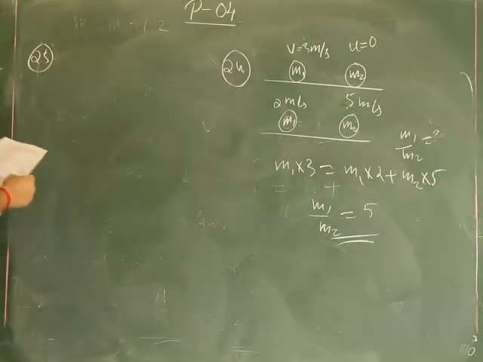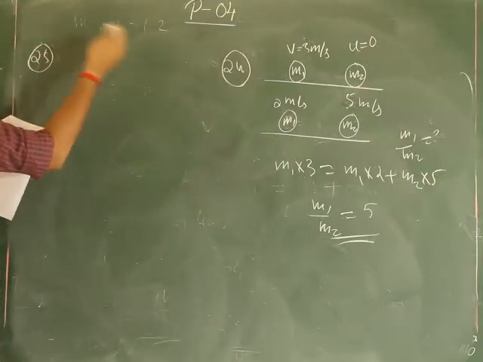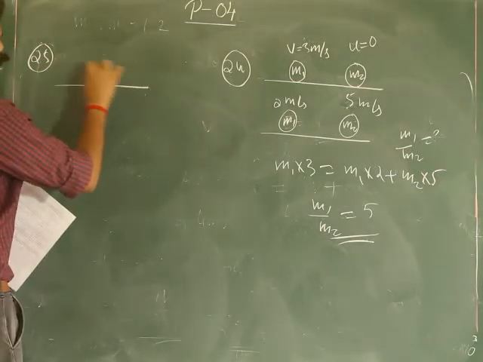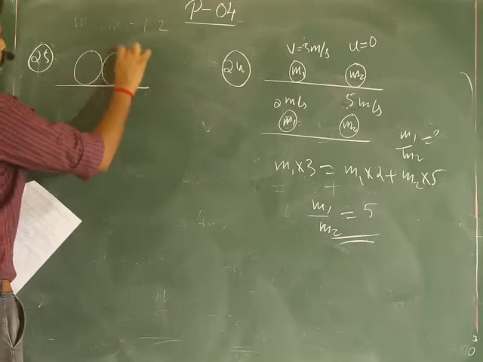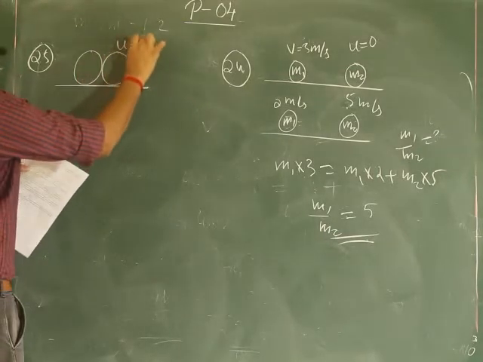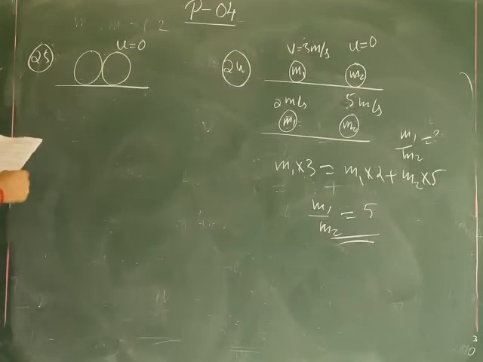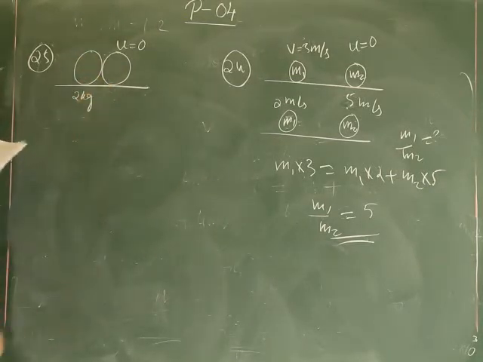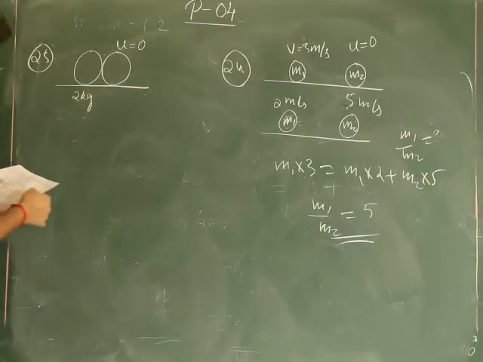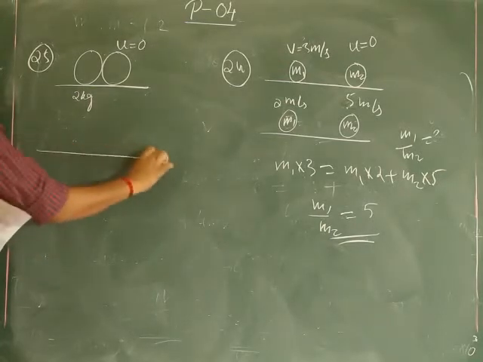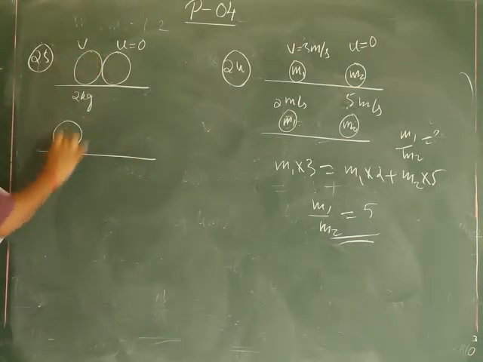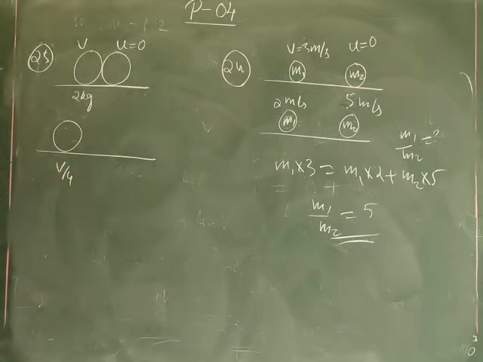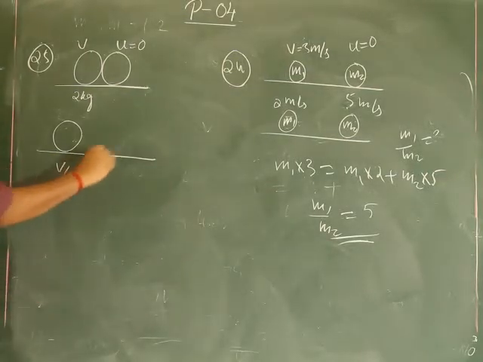A body of mass 2 kg makes an elastic head-on collision with another at rest. Head-on collision, this was at rest, u equal to 0. Mass is 2 kg. Elastic head-on collision with another body at rest, it continues to move in the original direction with 1/4 of its original speed. So after the collision, if it was v, now it is v by 4. The mass of the second body which collides with the first body is what?